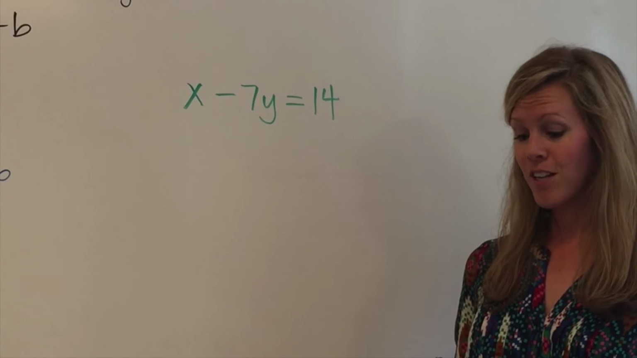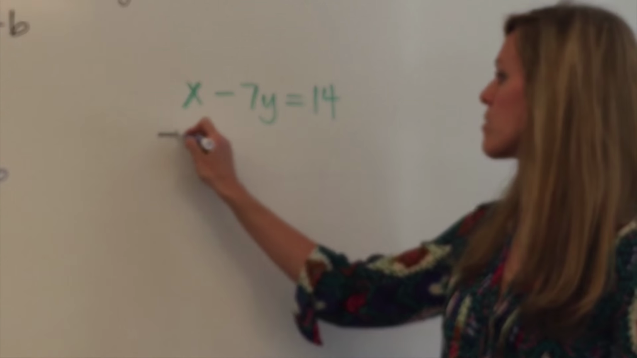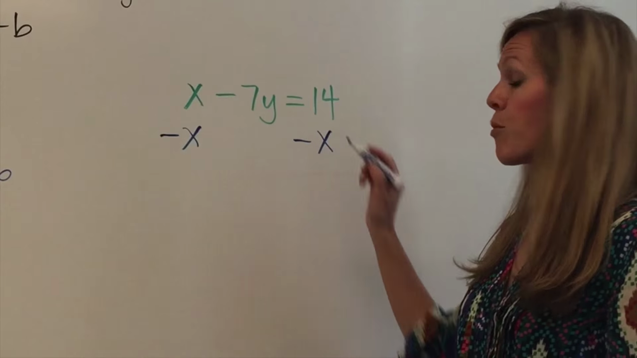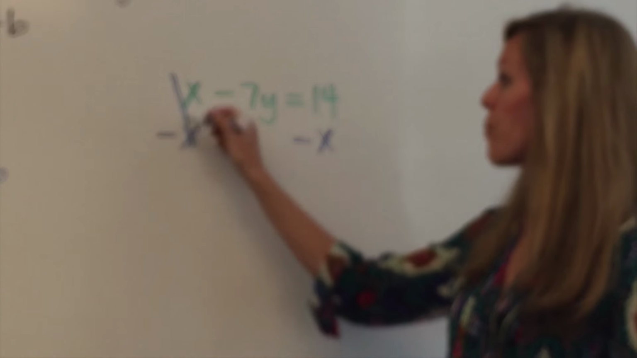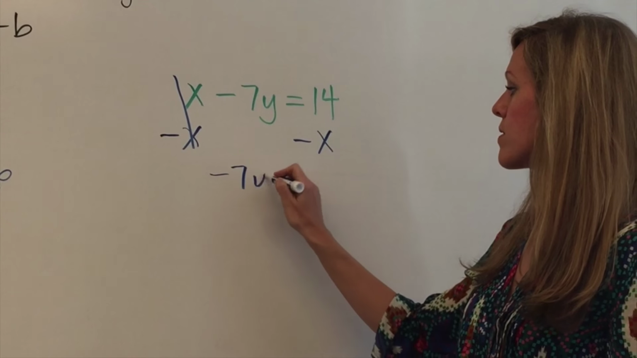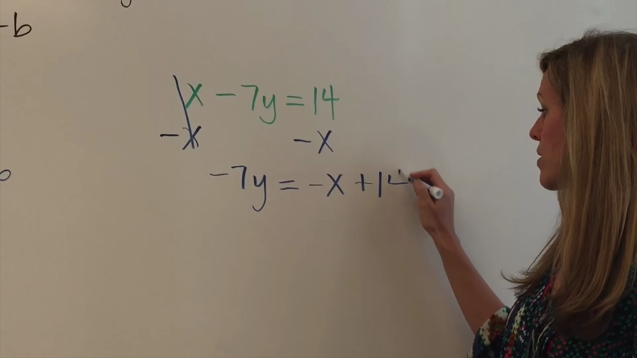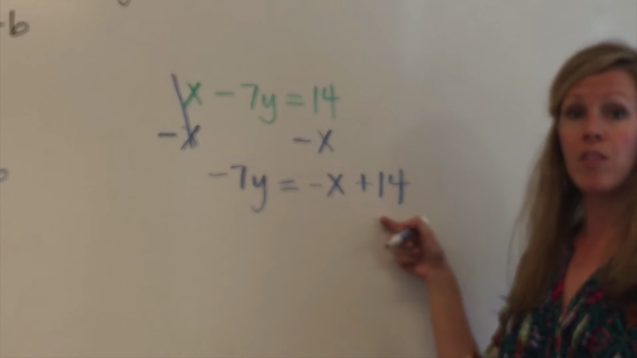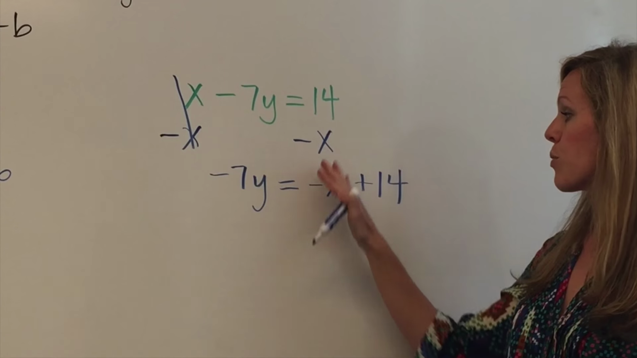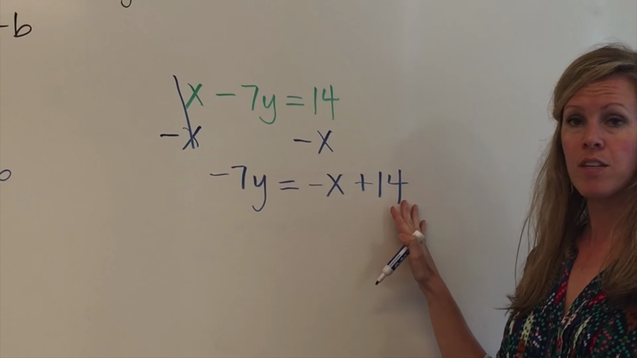I hope you paused the video. Let's check your work. The first thing we're going to do is subtract x from both sides. A positive x and a negative x cancel out. We're left with negative 7y equals negative x plus 14. Remember, we're trying to keep it in the order of slope-intercept form, which is why we write the x with its coefficient first, and then the number by itself second.